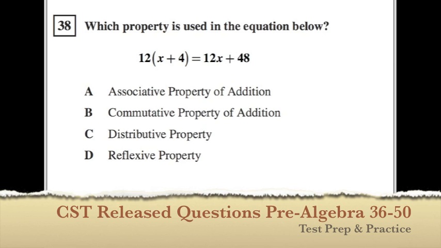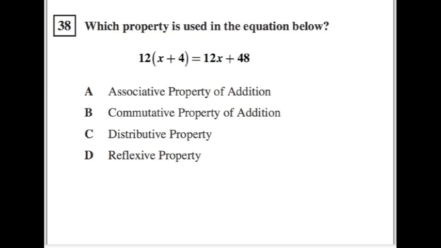38 says, which property is used in the equation below? So we're looking at this equation down here. So let's go ahead and look at 12 times (x plus 4) equals 12x plus 48. So when you get a problem like this, you have to look at the answer over here. So you have to figure out how did we get 12x plus 48. So we know that we can add right here. We cannot add x plus 4 because we don't know what x is. So the only real thing we can do is multiply 12 into x and then 12 into 4. We got to break these people out of the parentheses.